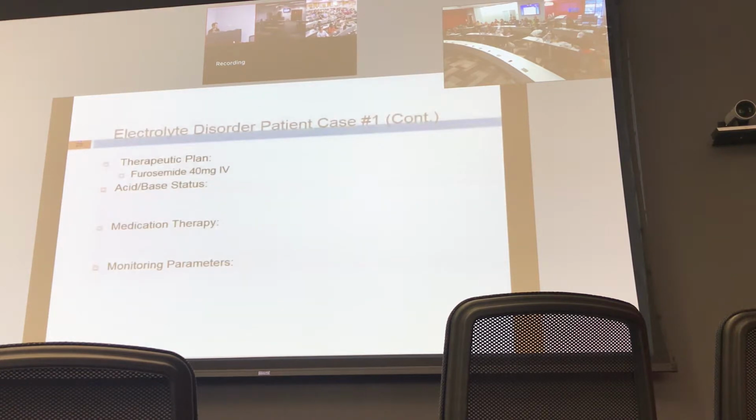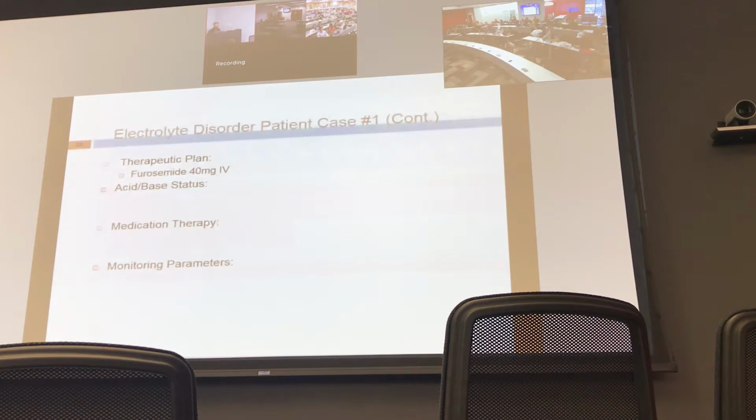As group 5 said for us, this is appropriate because the patient is asymptomatic, so there's no need for urgent changes. There's no need for urgent correction. There's no EKG changes. However, we do want to give it IV to make sure that we do get the desired effect in a somewhat timely manner.